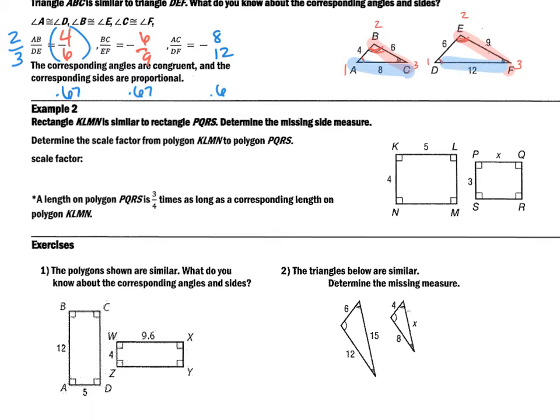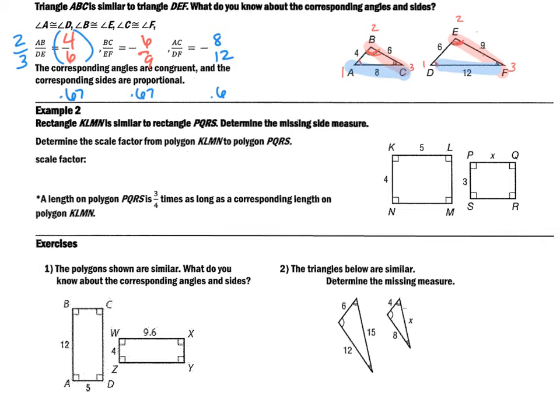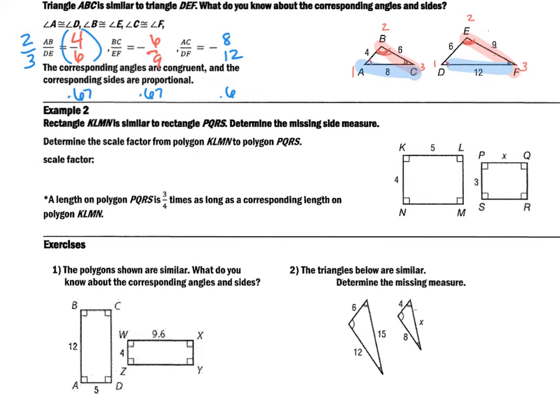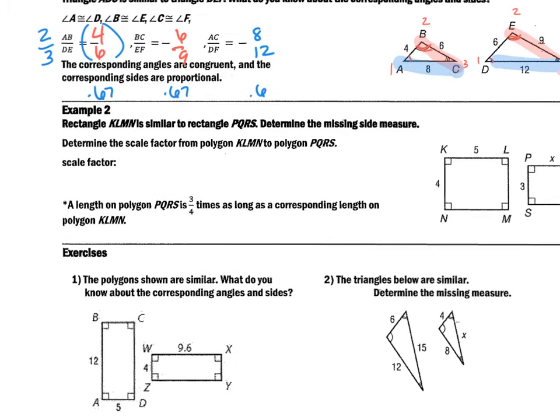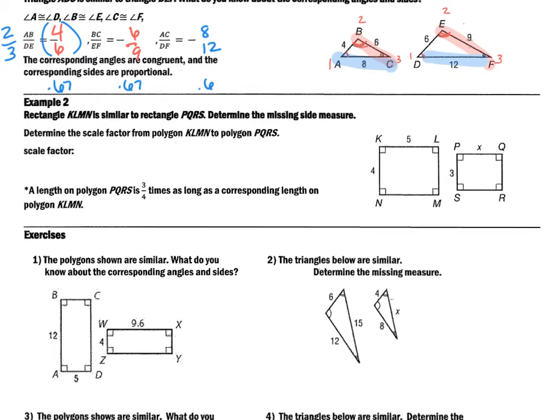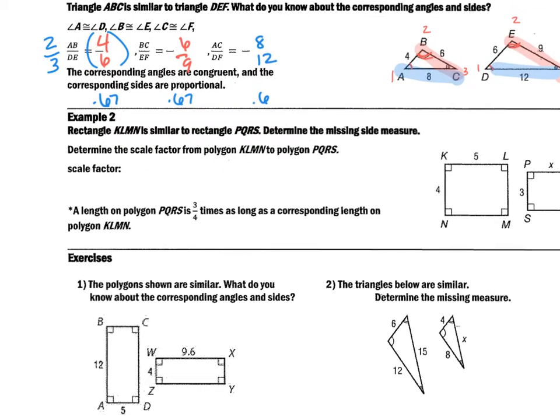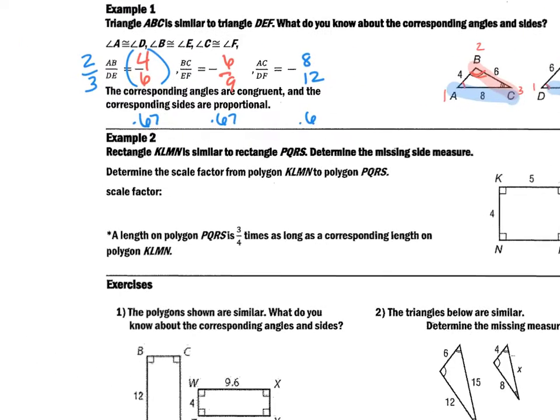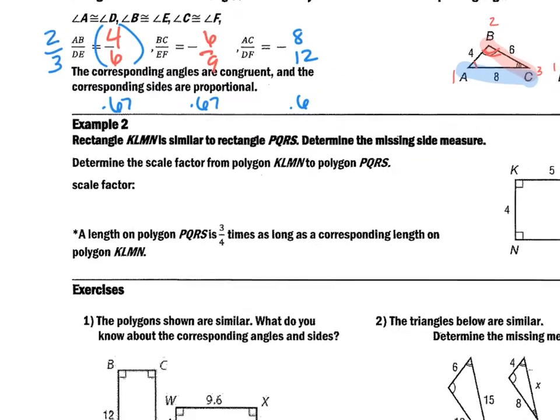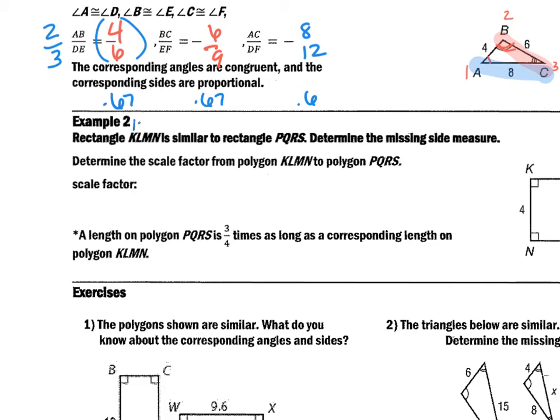So example 2, a little bit different. KLMN is similar to rectangle PQRS. Determine the missing side measure, and then determine the scale factor from KLMN to PQRS. And so when they just kind of list them off, I like to number them also. So KLMN 1, 2, 3, 4 is similar to PQRS.